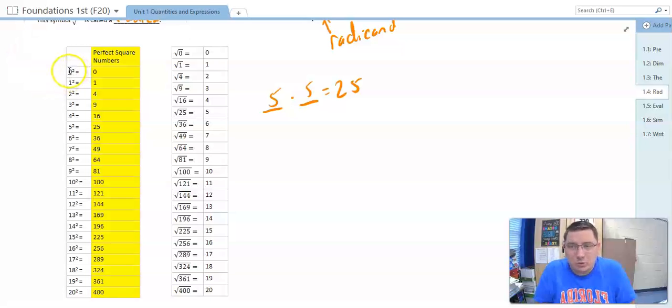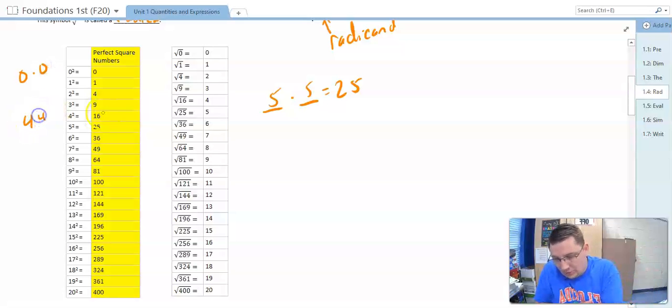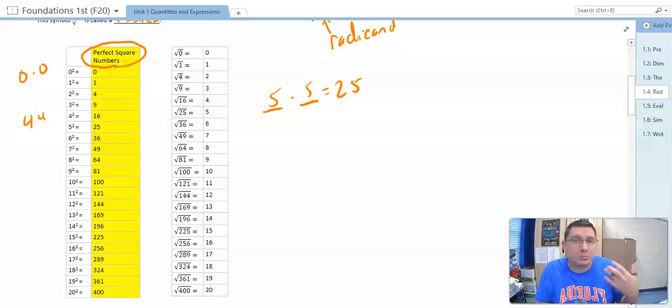Well, remember that when we square something, we're saying 0 times 0 is equal to what? 0 times 0 is 0, right? Or 4 times 4 is 16. And so we call these our perfect square numbers because they are the product of themselves, right? So 4 times 4 is 16. So 16 is a perfect square number. Or 81 is a perfect square number because it's 9 times 9.